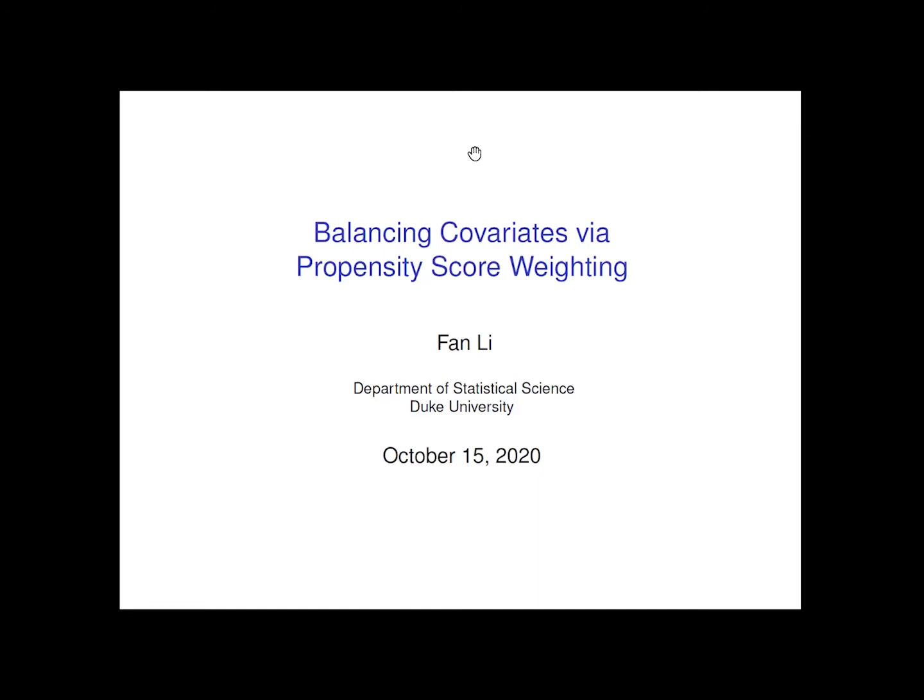And again, given the audience, I know most people know propensity score and causal inference, but in a stat audience, I don't assume everyone knows exactly the background and context, so I will spend a little bit of time on the background.